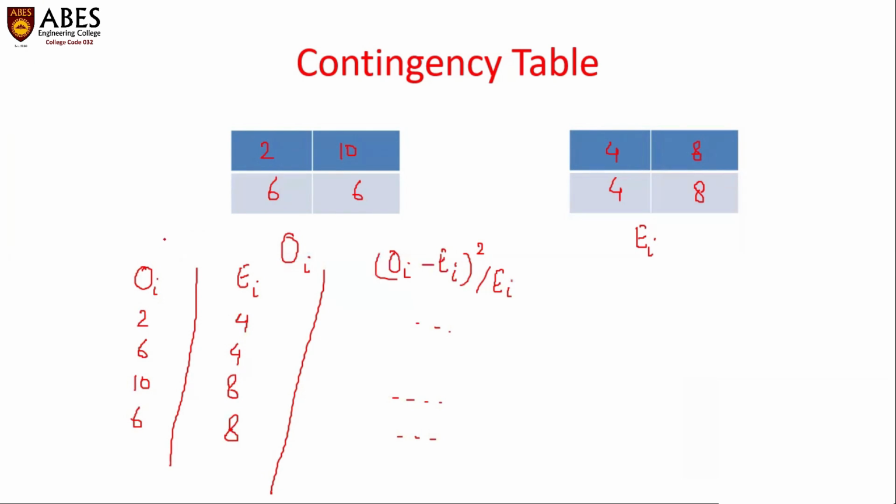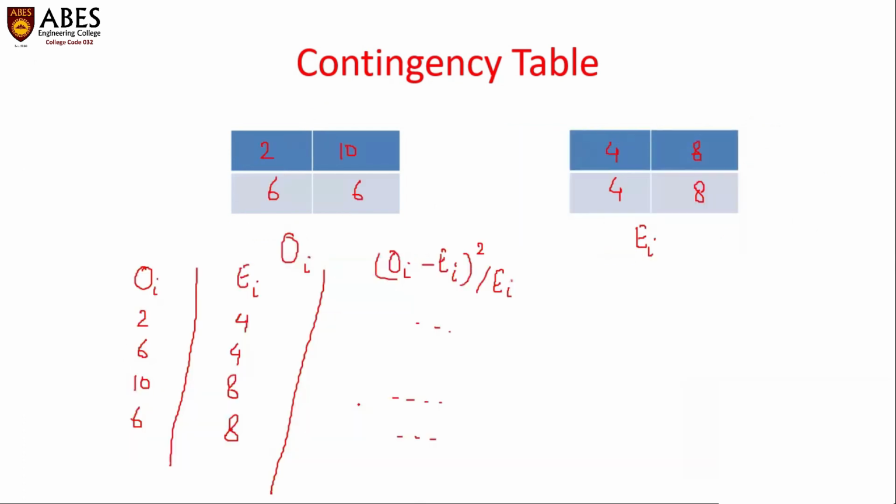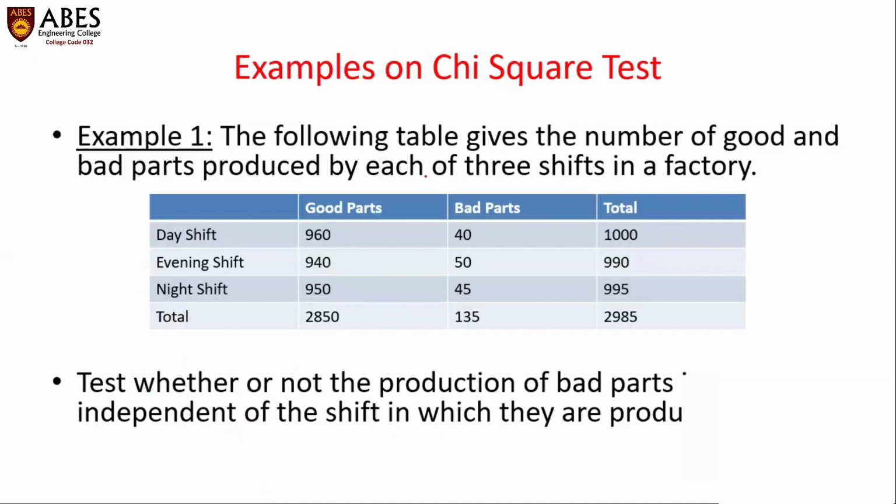So this is how we make use of the contingency table. We make use of the contingency table to find out EI, that is expected frequency, from the observed frequency, which is given as a two-way table. All right. Now with the use of this contingency table, let us try to solve a few problems.